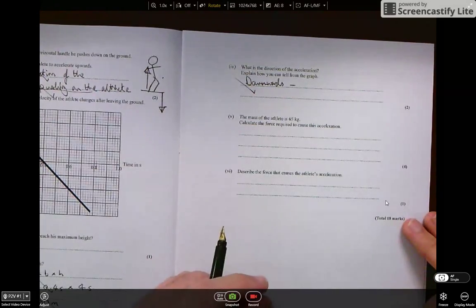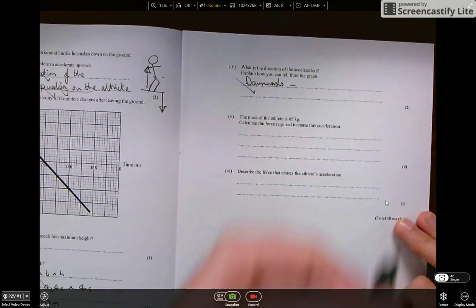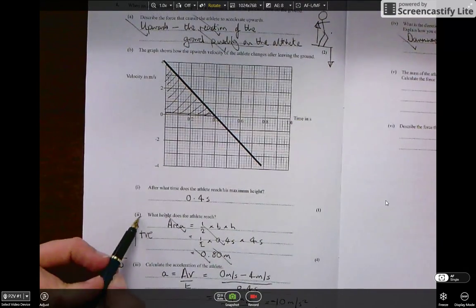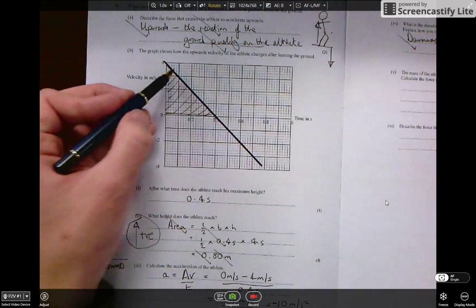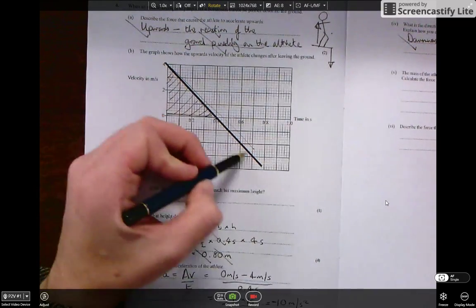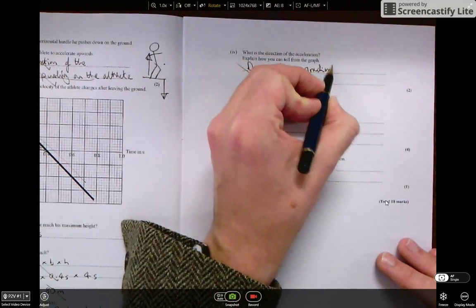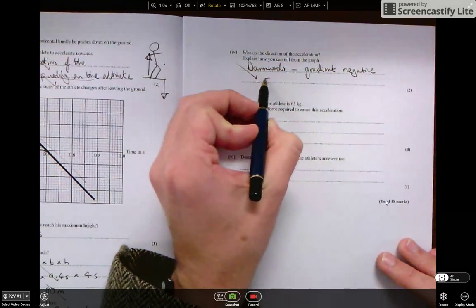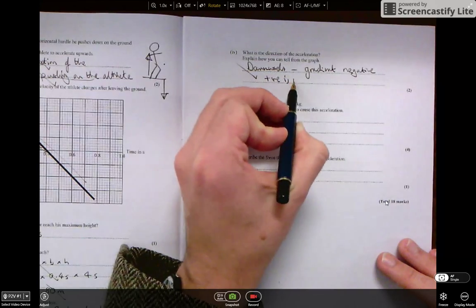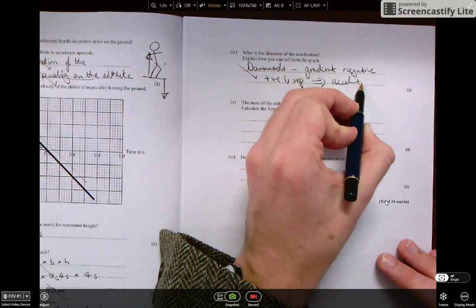Well, first of all, you know that from everyday experience that when you go up, you come back down. So the force is downwards, the acceleration is downwards. But from the graph, we've decided already that upwards is positive because it starts off with a positive upward velocity of 4 meters per second. So because the gradient is negative, that tells us that the acceleration is downwards. Positive is up on the graph, so this tells us that acceleration is down.